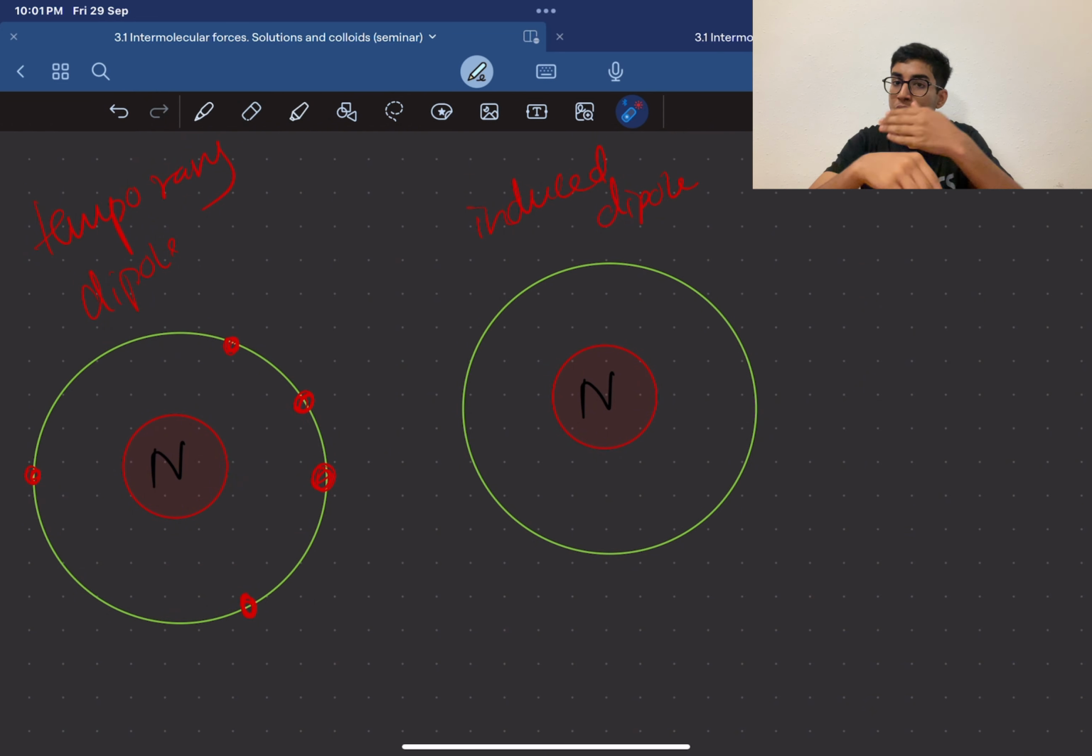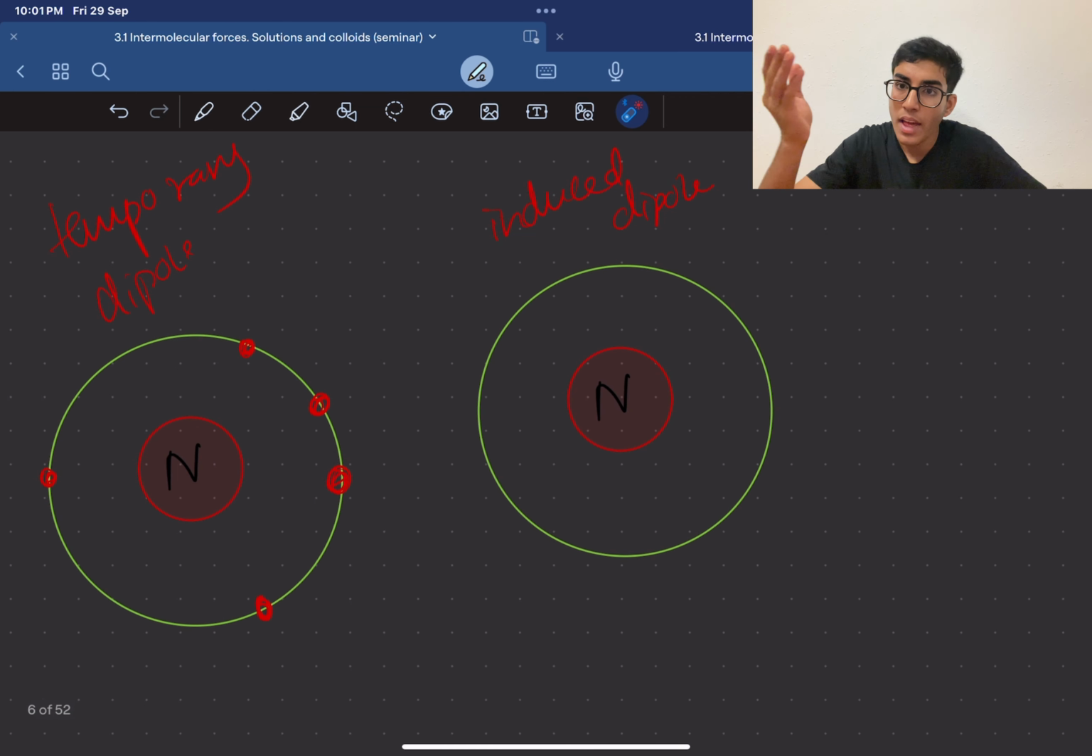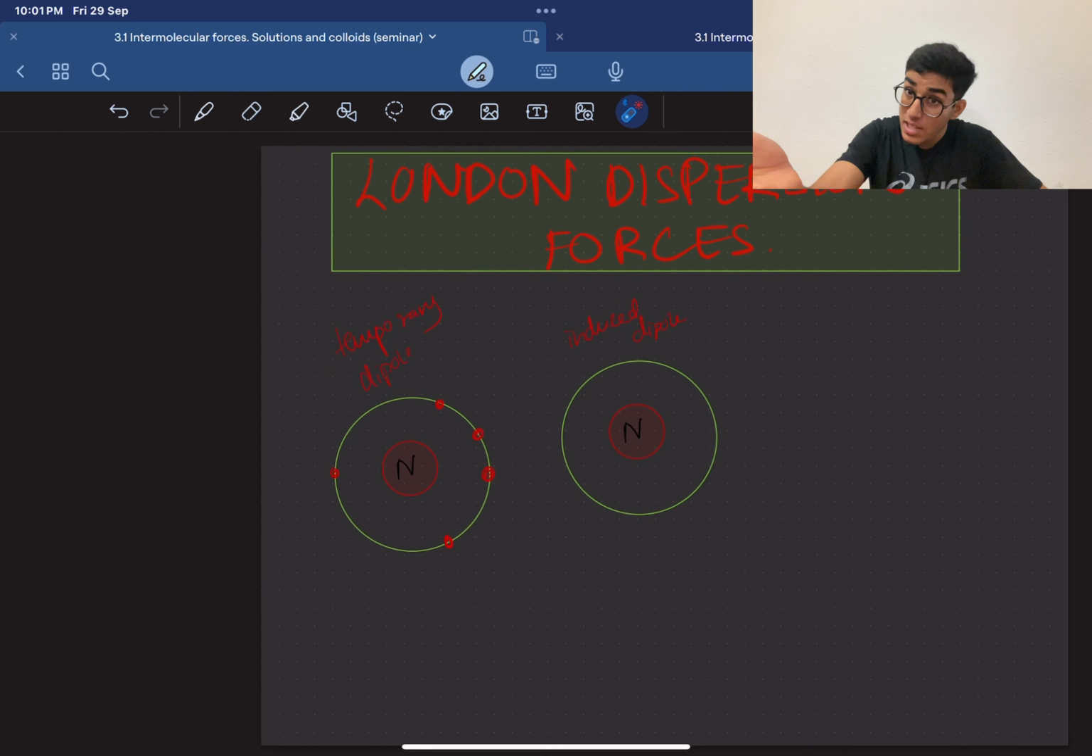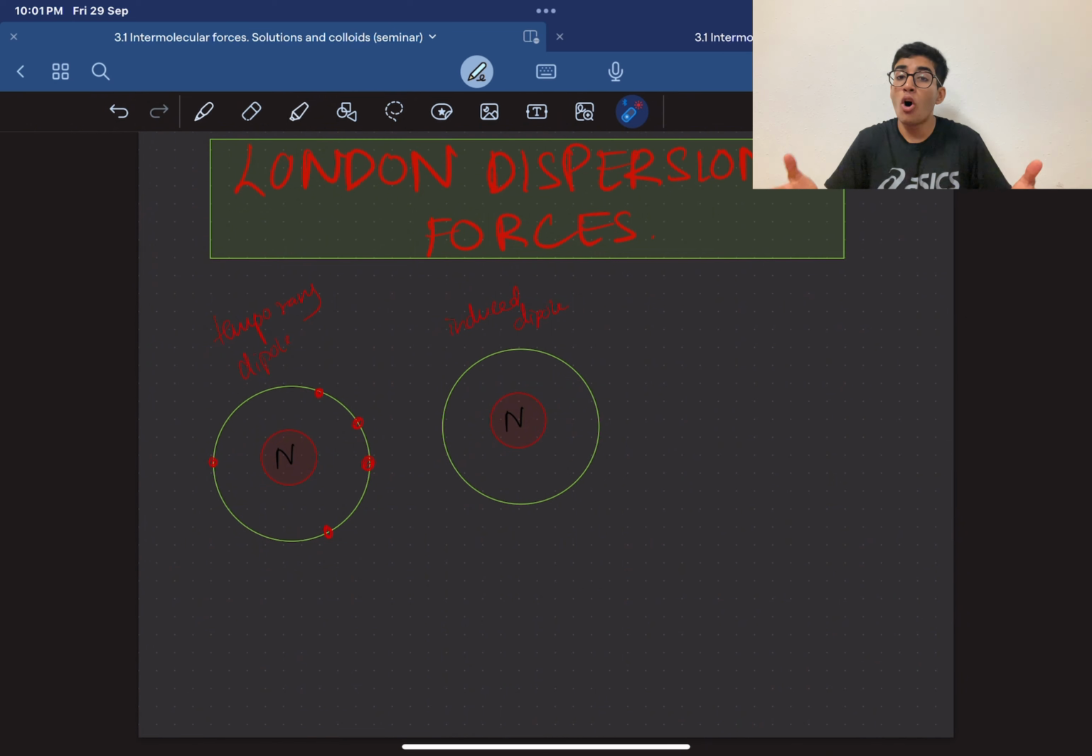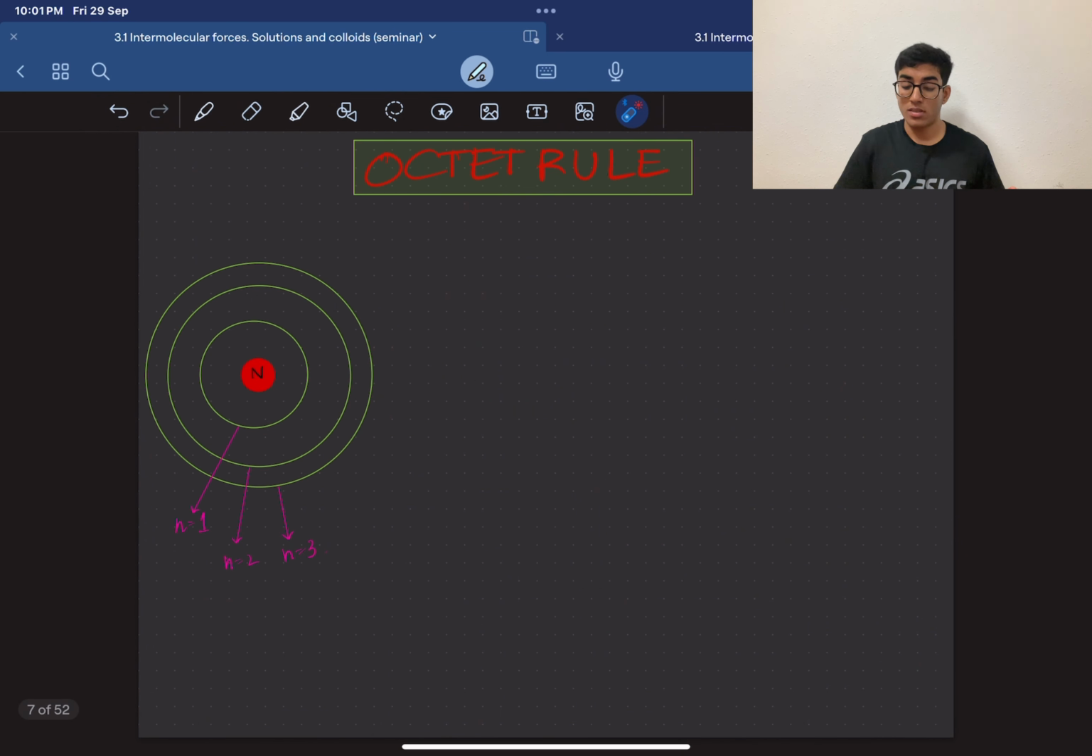This is an on and off thing. It keeps happening, and this is present everywhere. Because think about it, all atoms have electrons which revolve around them. So this must happen everywhere, and it does happen everywhere. So that is London dispersion forces.